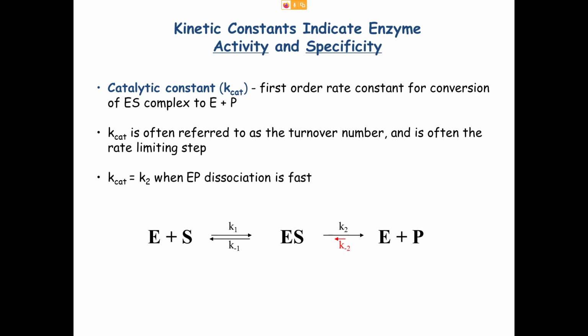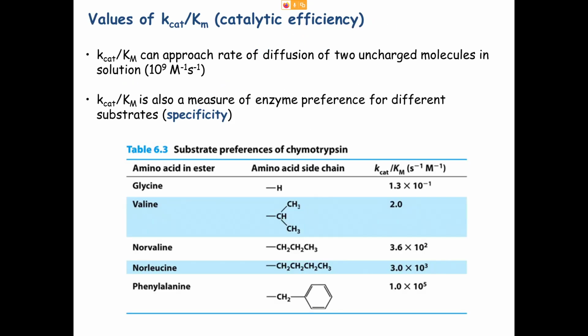Okay? So this K-cat, or catalytic constant, is a first order rate constant. We know it's a pseudo first order rate constant for the conversion of ES to product, and the enzyme gets recycled. Okay, it's also called the turnover number, the rate limiting step, lots of names for the same thing. We're going to assume this is the limiting step, because K2, again, we're going to eliminate from the equation.